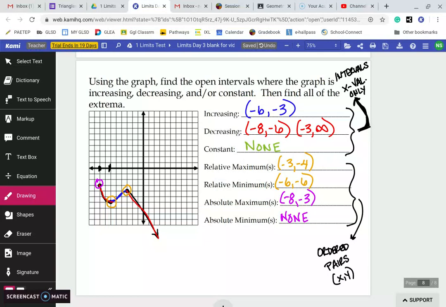So your homework is going to be a worksheet that I've put on the classroom, and it's going to have all different graphs, and you just have to do exactly what we did here. You're going to write down all the increasing, decreasing, and constant intervals, and then write down all of your extrema. Okay, so just remember, again, these are interval notation with x's only. These are ordered pairs, x, y's.